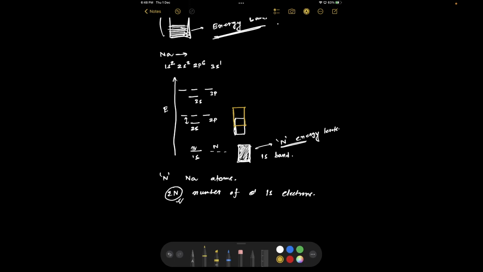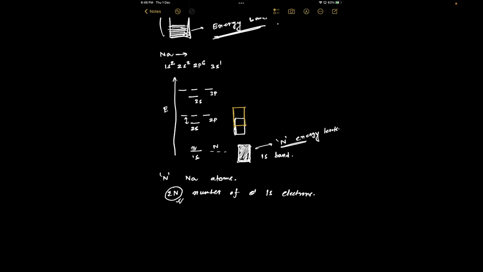Now in the 2s case, there are 2 electrons in the 2s orbital for one sodium atom, and for n sodium atoms there will be 2n electrons, and in the 2s band a total of 2n electrons can occupy. So this total 2s band will be completely filled up by electrons.